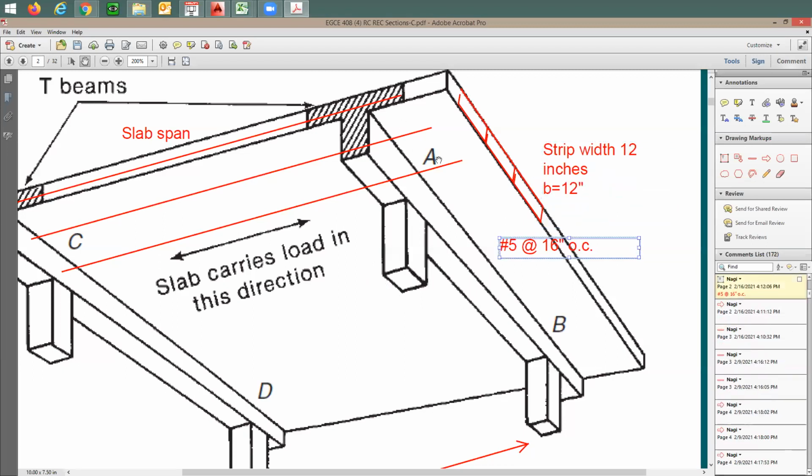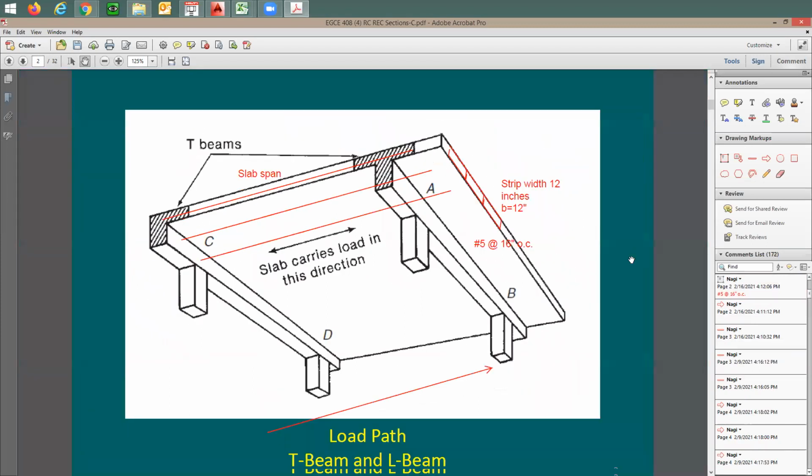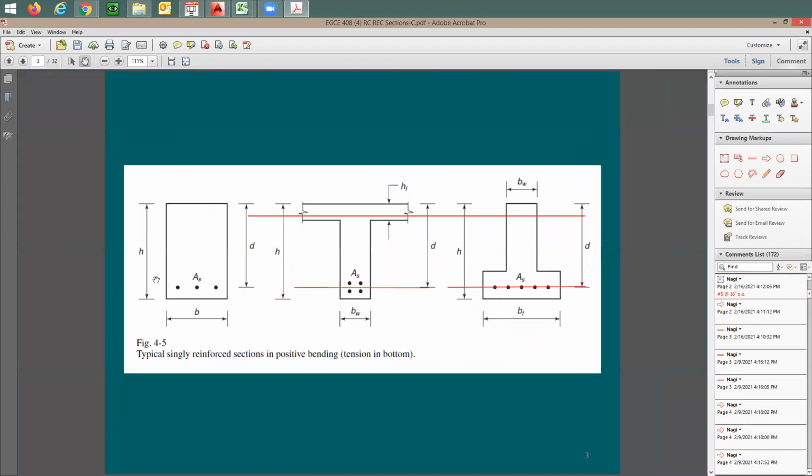Now I'm going to repeat putting all of these reinforcing bars. And the question is now, how much is this As that I used in my analysis? If you remember, As was equal to the total number of bars multiplied by the cross-section area of one rebar.